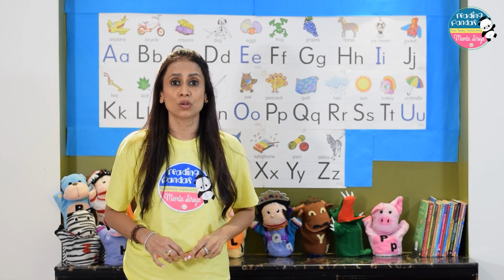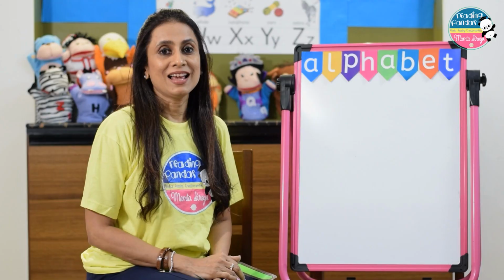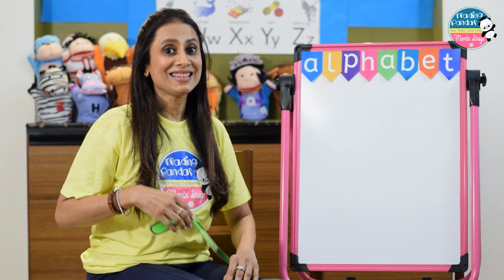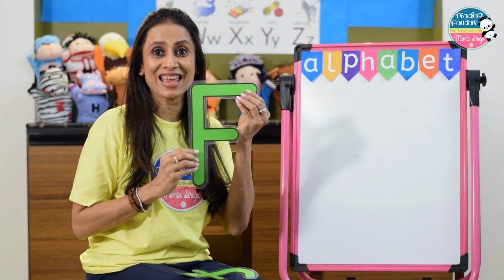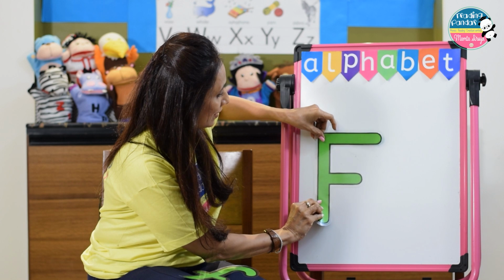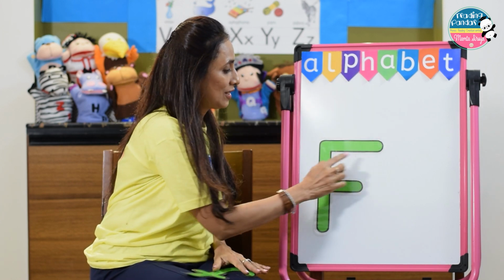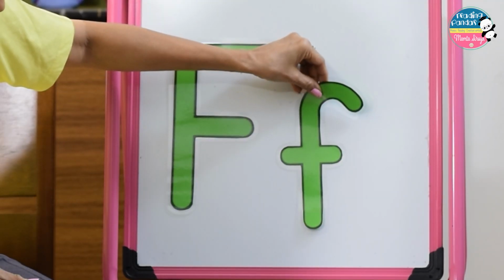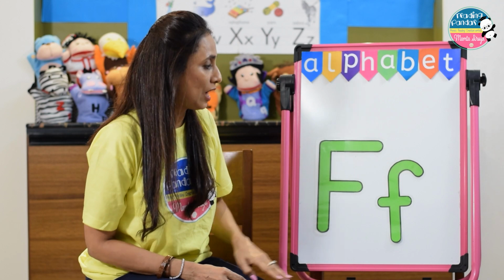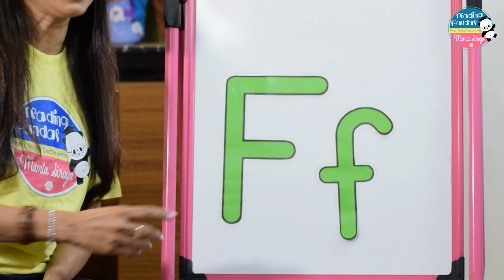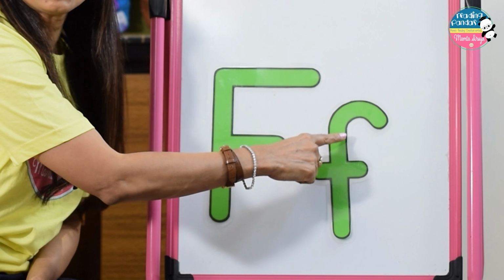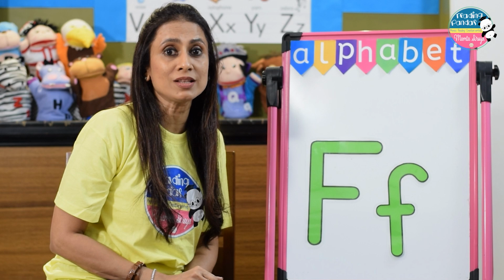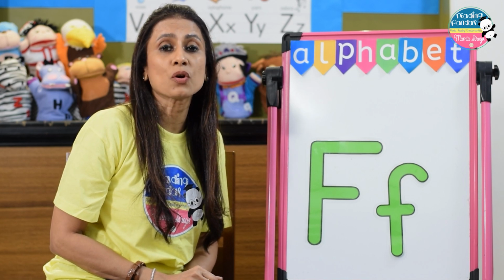And let's start with all our fun activities now. And now you know which letter is visiting us today. Can you guess? Yes, it's the letter F. Here we go. This is uppercase F. And here we have lowercase f. I want you to repeat after me. Uppercase F. And this is the lowercase f. And do you know this letter F makes what sound? It makes the sound of f.